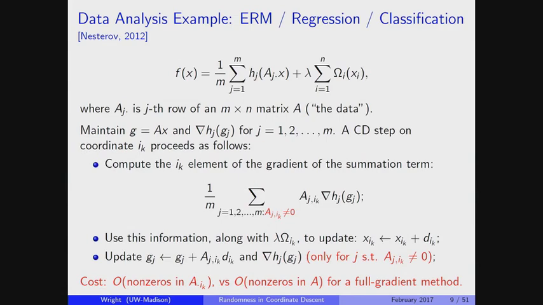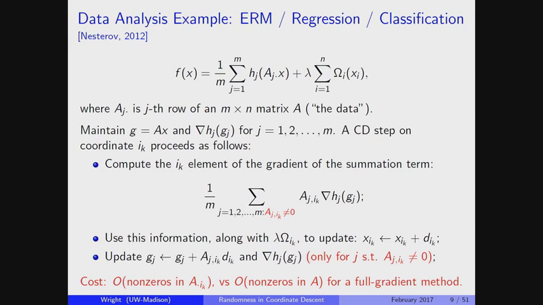Okay, so here's an example of a problem where getting a single component of the gradient and making the required updates to the data structures and so on is a lot cheaper than getting the full gradient. And this is a very common kind of problem that arises in ERM or regression or classification problems. So this is a problem where the data is in this matrix A. It's an m by n matrix, and the function that you want to minimize consists of an empirical loss, this term, and a regularizer in the second term.